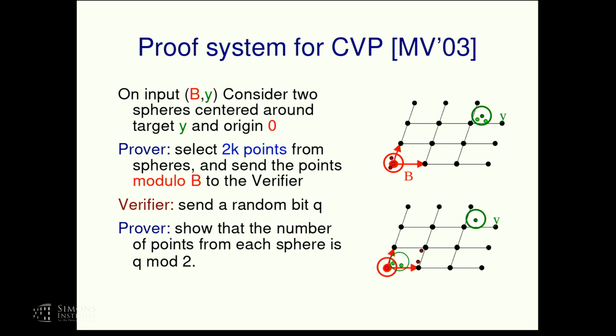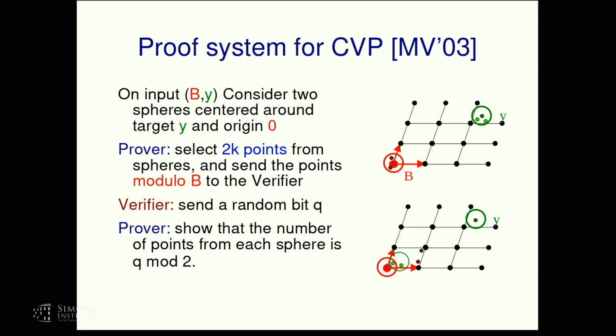And then the verifier will send a challenge bit. This time the verifier reveals the bit. Before it was kept secret and the prover needed to guess it. And the verifier essentially is asking the prover to show that either the number of lattice points in the red sphere and green sphere is even, or both numbers are odd. I mean, the sum of these two numbers adds up to 2k. We have a total of 2k points, so the number of points that are close to one or the other point will be either both even or both odd.